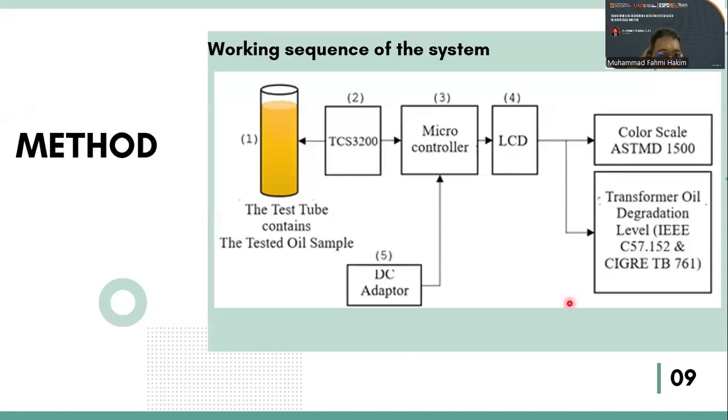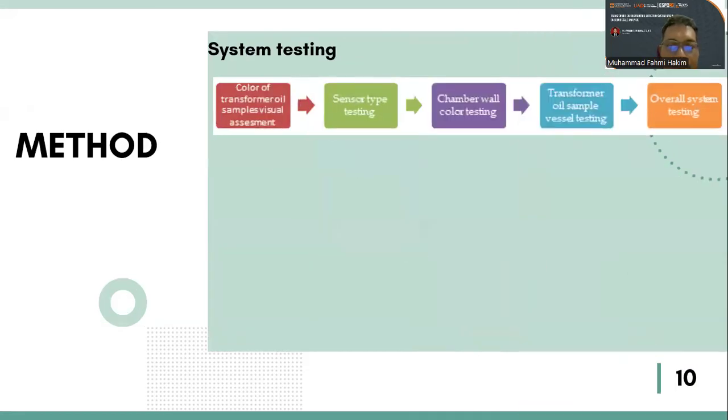The conditions of degradation level are several: new, good, surface age, marginal, bad, severe, until extreme. Okay. And then after the working sequence, we go to system testing. System testing includes color of transformer oil samples, visual assessment or determination, sensor type testing, chamber wall color testing, transformer oil sample vessel testing, and overall system testing.